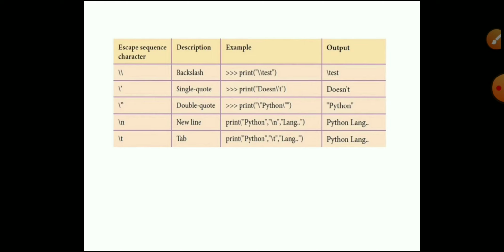Okay, single quotes also display on the output side. Next one, double quotes. Okay, Python. To display double quotes on the output side, we have to use a backslash before the double quotes. Python, backslash double quotes. Okay, the double quotes also display on the output side.